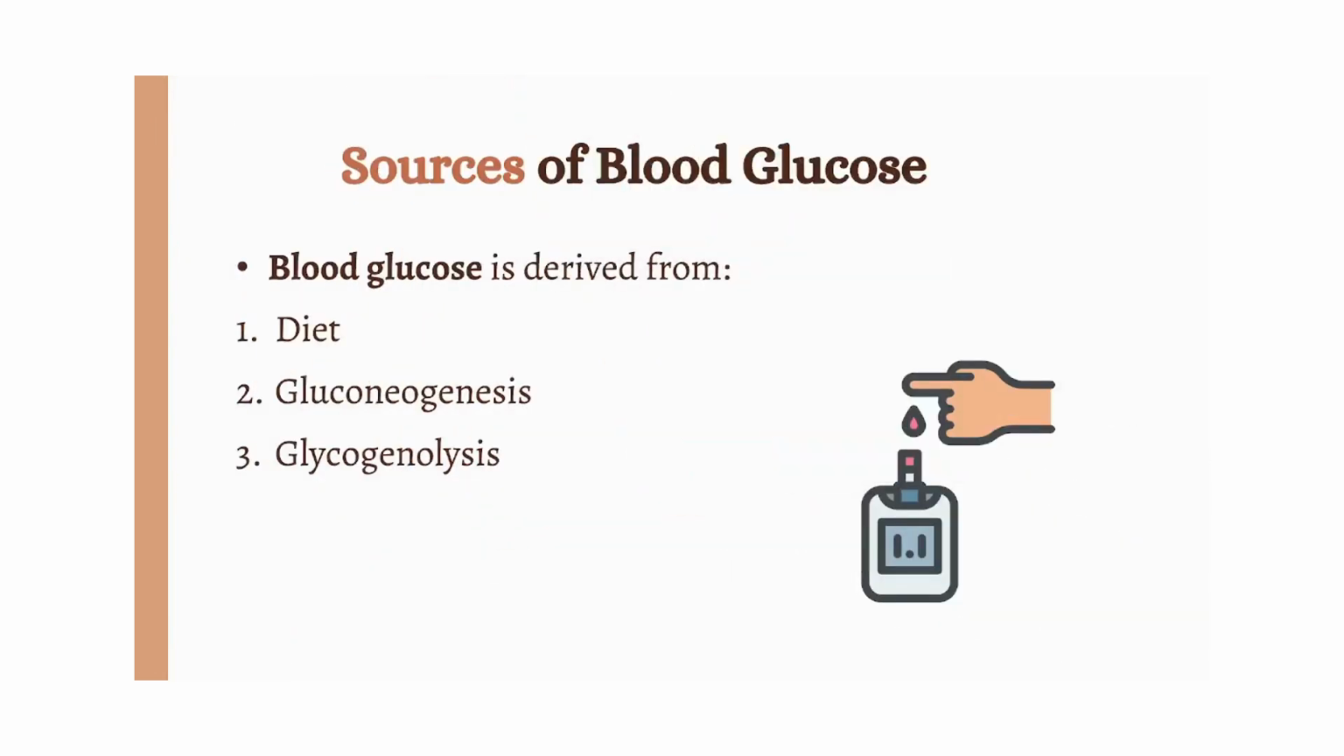At any time, if you draw a blood sample and estimate it as a source of glucose, it will be a combination of diet, gluconeogenesis, and glycogenolysis, depending on the last meal, when was the last meal, and the state of the body. So glycogenolysis is an important source of blood glucose.